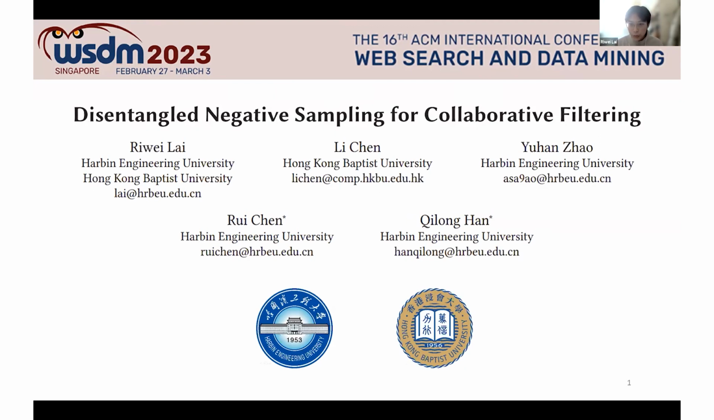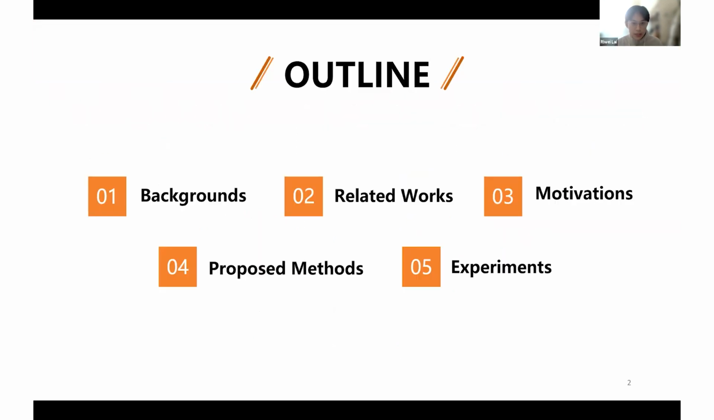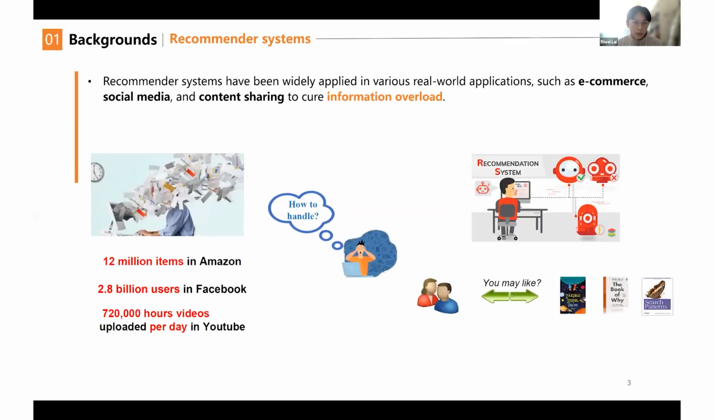Today, I will show you our new work, Disentangled Negative Sampling for Collaborative Filtering. The structure can be divided into 5 parts: background, related works, motivations, method, and experiments. First, I want to introduce the recommender system.